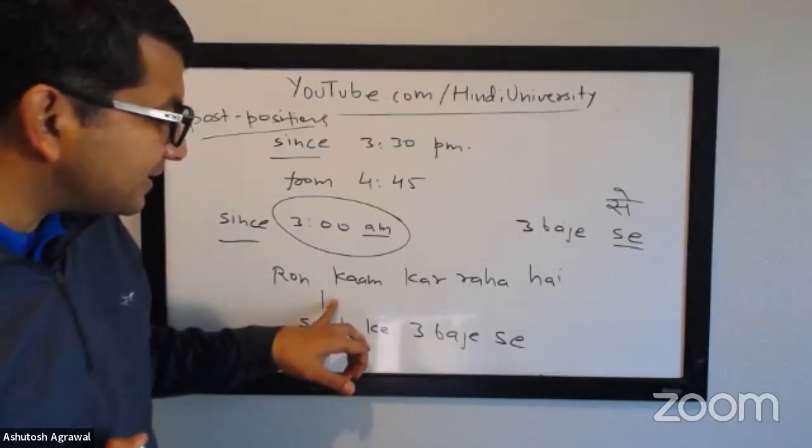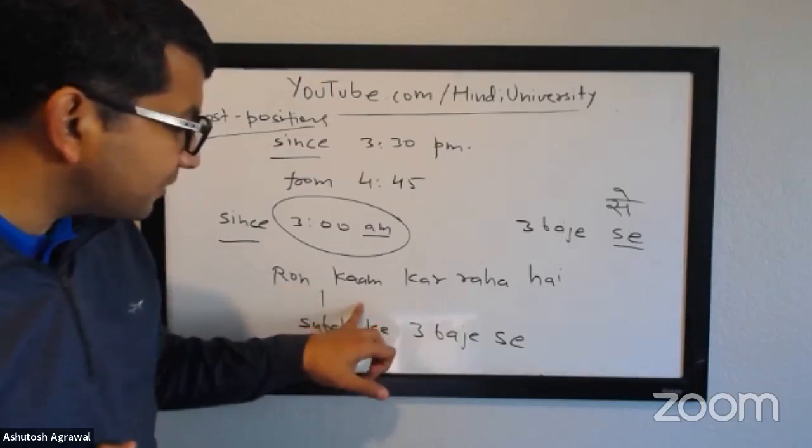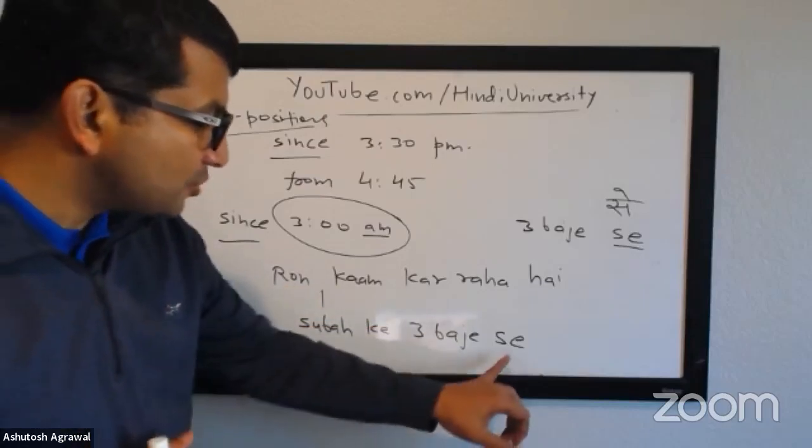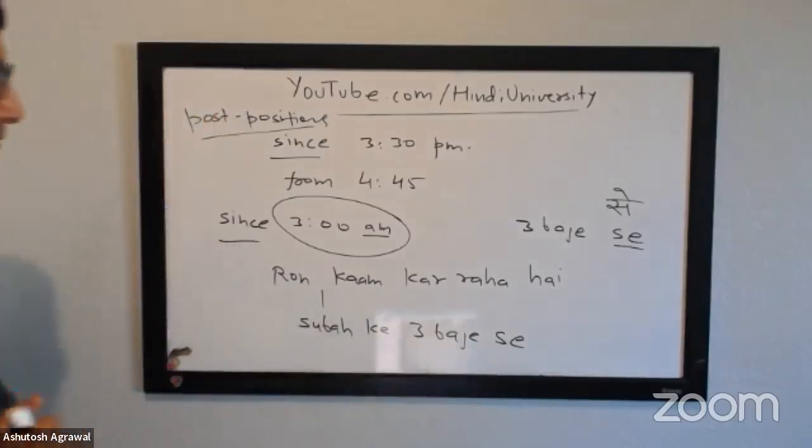Can you make something similar but change the subject, change the verb, and use, say, I've been practicing since 6 p.m. in the evening. How about that?